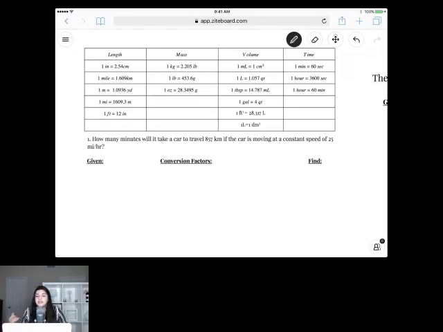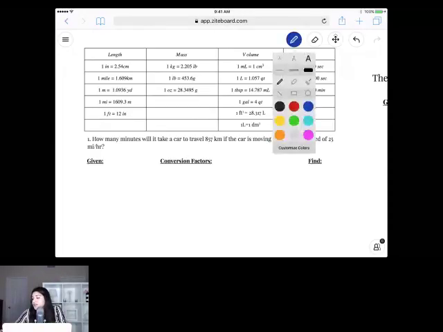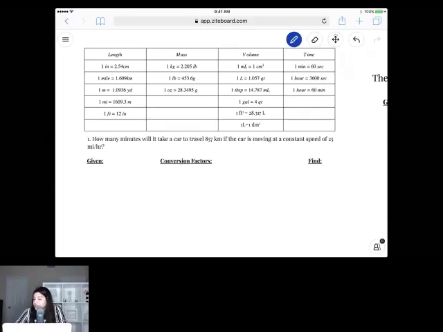So what I always like to do, and I think I always mention this in my videos, is we always identify our given, our conversion factors, and what we're finding. And why I focus on this is because your given tells you where to start. What you're finding tells you where to end. Your conversion factors tell you the middle chunk. So you really just have to align it. So organizing it every single time actually allows you to just know where to even begin.